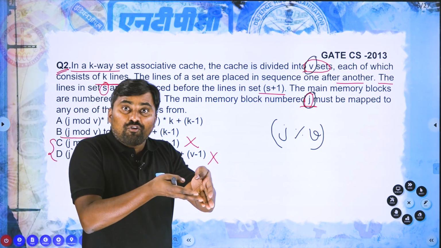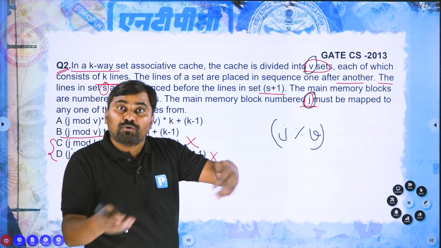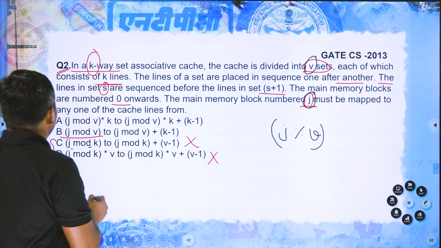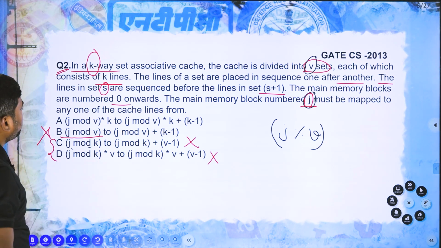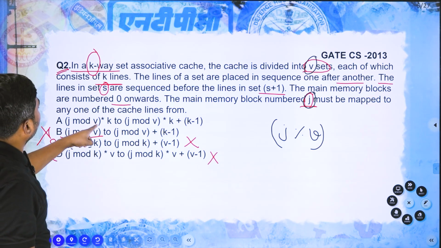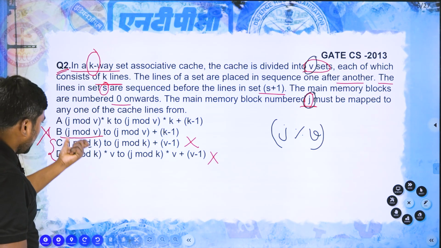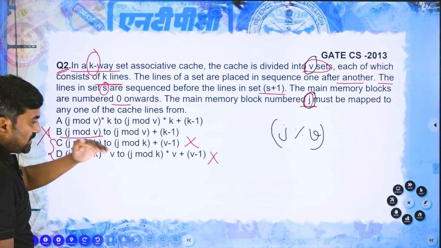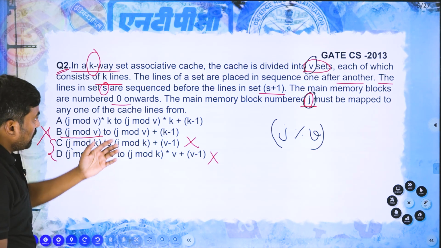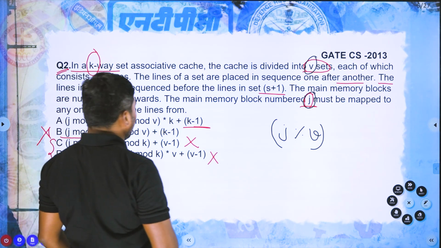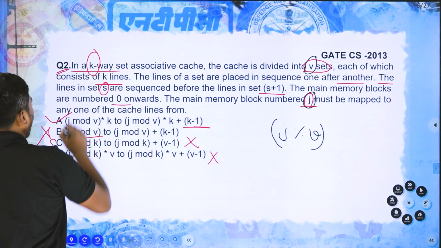But the set number is given, and the size of the set is nothing but K, so you have to multiply by the size of the set. So this option B can also be eliminated. Now look, J modulo V gives the set number, multiplied by the size of the set gives the starting of the range. Then for the end of the range, you have to add K minus 1. Then you can compare with our answers. The answer for this question is option A.